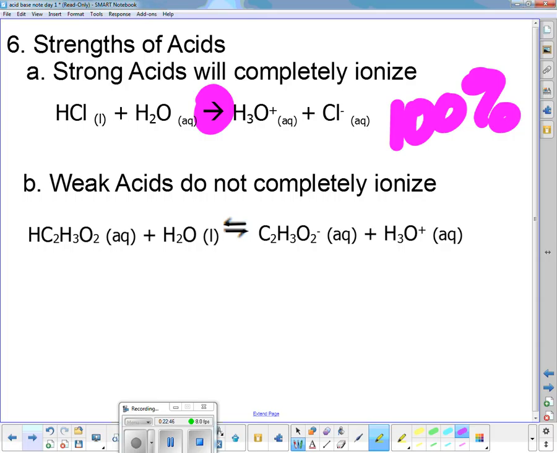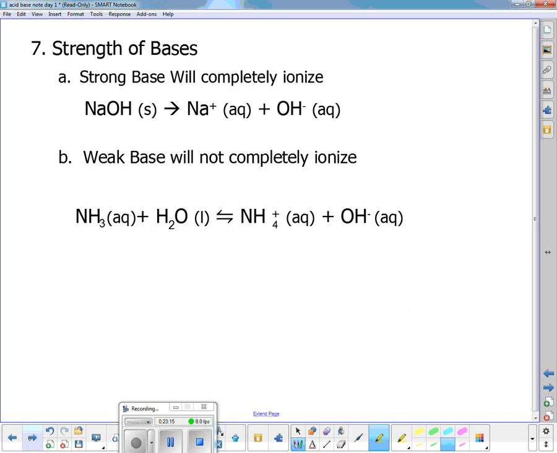On the other hand, a weak acid has this double-sided arrow, meaning it can go forward and it can go backward. It can go forward or backward. And it usually only goes 1 to 5% ionization. That means it only goes forward 1 to 5% to the products. So weak, there's not much of the products there. Okay? All right, let's go forward.